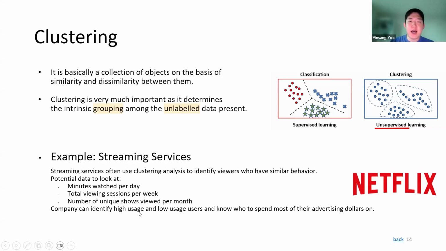The company can identify high usage and low usage users and know who to spend most of their advertising dollars on. So maybe you can advertise heavily to the people who watch a lot, so they will spend more money. Or you can promote a cheaper membership to people who use less, so you can pull them to use your services so that they can use more.